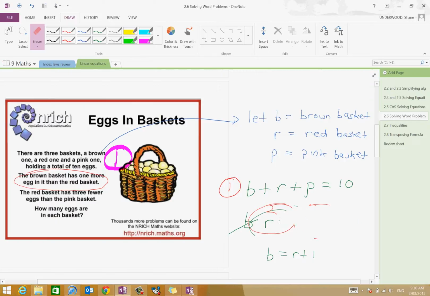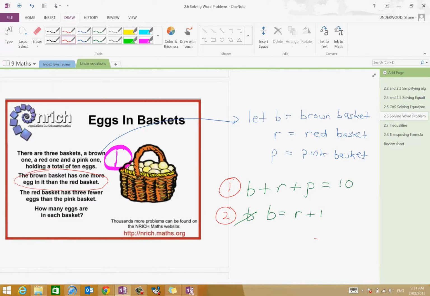Okay, and we've now got equation 2, and we're going to write it out again. So we've got B, the brown basket, has 1 more egg in it than the red basket. So B equals R plus 1. And we write equation 2. The red basket has 3 fewer eggs than the pink basket. Now, whenever you're solving equations, if you have 3 unknowns, you need 3 equations. You need to know 3 things.